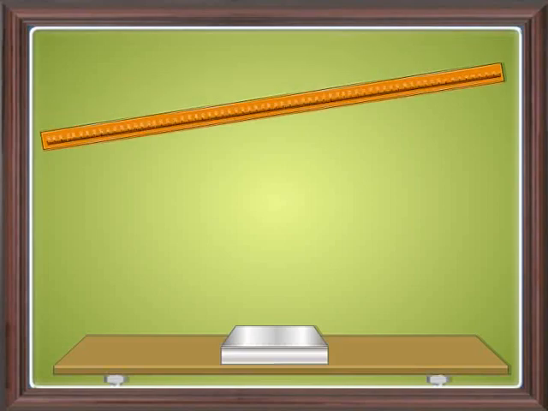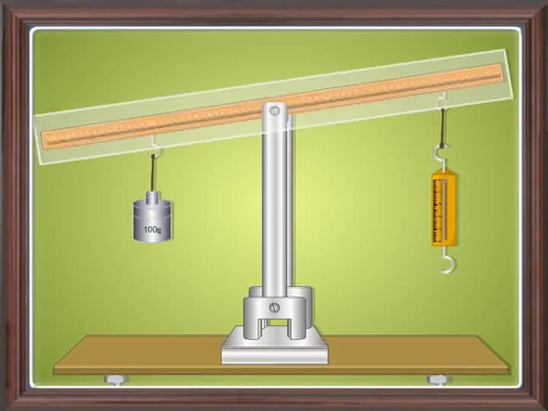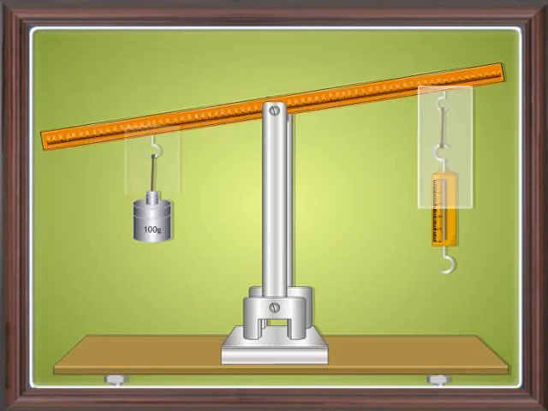Let us verify the principle of moment with an example. Take a metre scale, 2 loops of thread, a wedge, a hanger weight and a spring balance. Support the metre scale with its center on a wedge. On one side of the scale, attach a loop of thread and suspend the hanger weight. On the other side, attach another loop of thread and attach a spring balance. Pull the spring balance to bring the scale to horizontal position.